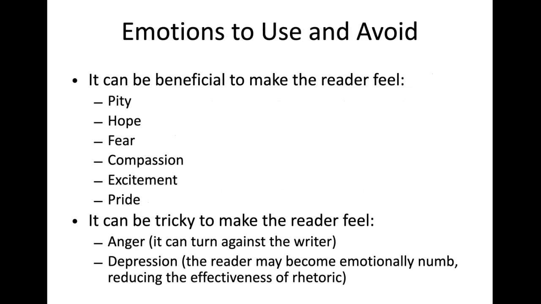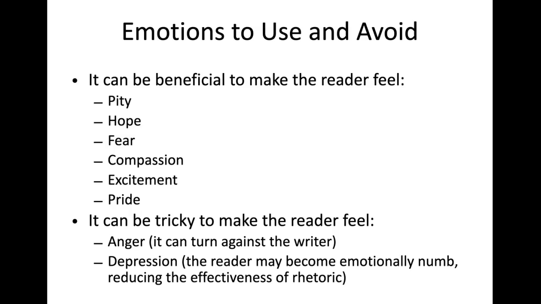Some emotions to use and avoid. It can be useful to make the reader feel pity, make them feel sorry for someone. Hope, make them feel if they accept your claim, something good will happen. Fear, if they don't accept your claim, something bad will happen. Fear is one of the most commonly used, for example, in environmental arguments. We'll have terrible floods and heat waves if something's not done for the environment. That would be an example of fear in an argument. Compassion, making people want to help someone else. Excitement, pride.